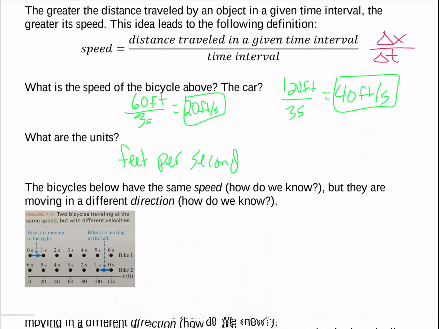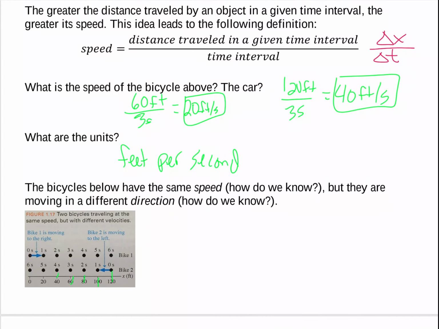1, 2, 3, 4, 5, 6 seconds. And the dots are equally spaced for both, right? They're occurring at the same interval of time, the same spots. So 120, 100, 80, 60, 40, they're all lined up, right? So they have the same speed. Is it uniform motion? Is it a constant speed? It's a uniform motion. Uniform motion, yes. Constant speed, okay?